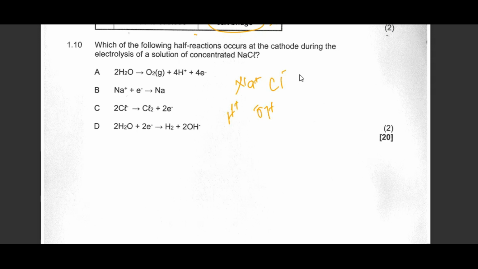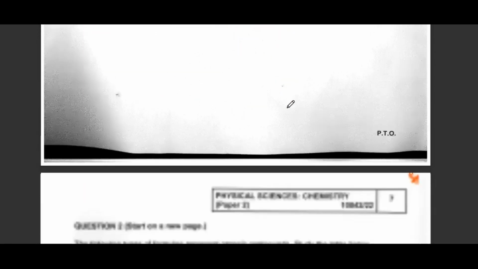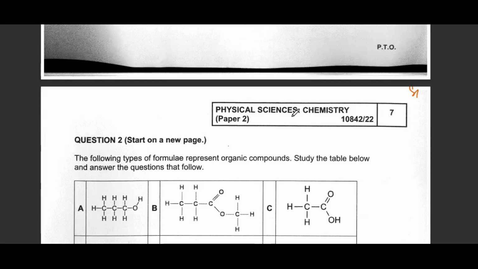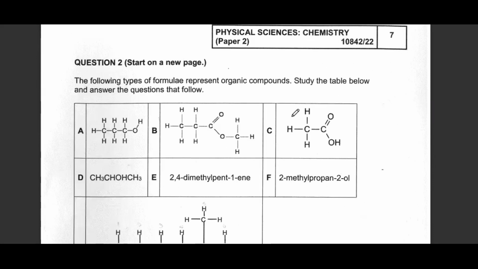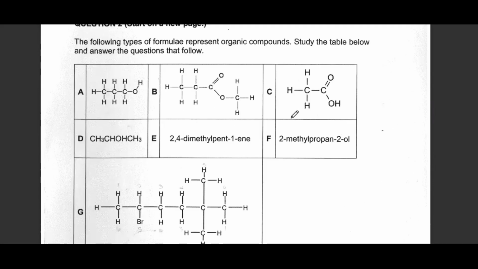So basically, what is being produced at the cathode, this one is going to be preferred than this. So it means that this is going to be the most correct answer, which is D. Then this marks us the beginning of the second question, which is organic chemistry.